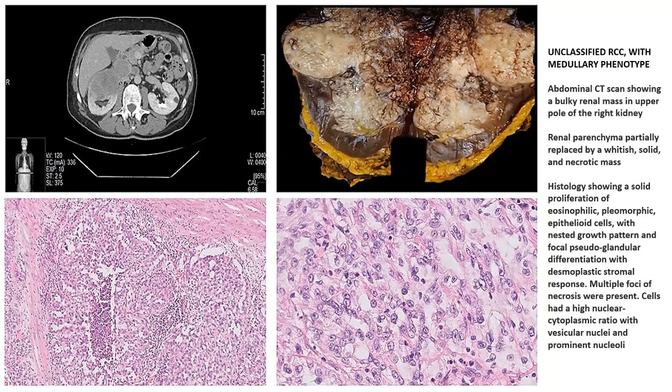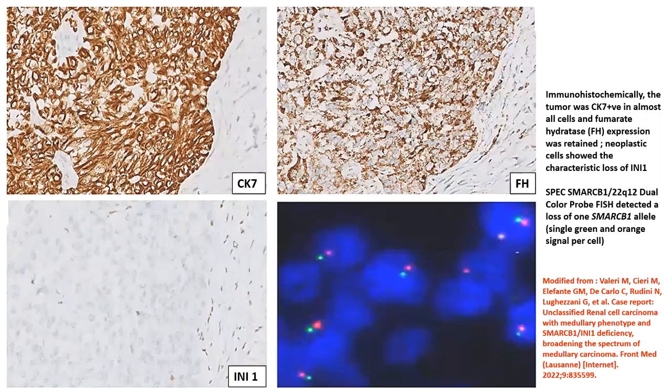So over here you have a very bulky, very infiltrative tumor obliterating the entire corticomedullary architecture. The architecture is predominantly solid with a lot of necrosis within the tumoral elements, and the atypical cells are eosinophilic polygonal cells with prominent nucleoli. CK7 shows a diffuse positive expression within these cells.